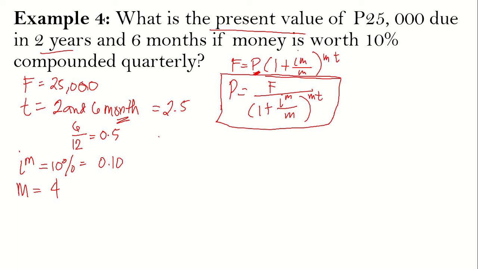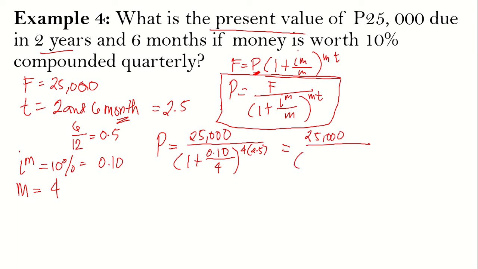So let us substitute P is equal to F, which is 25,000, divided by 1 plus Im, which is 0.10, divided by m, which is 4, raised to mt, 4 times 2.5, equals 25,000 over 1 plus 0.10 divided by 4 is equal to 0.025 raised to, ang 2.5 times 4, this is equal to 10.